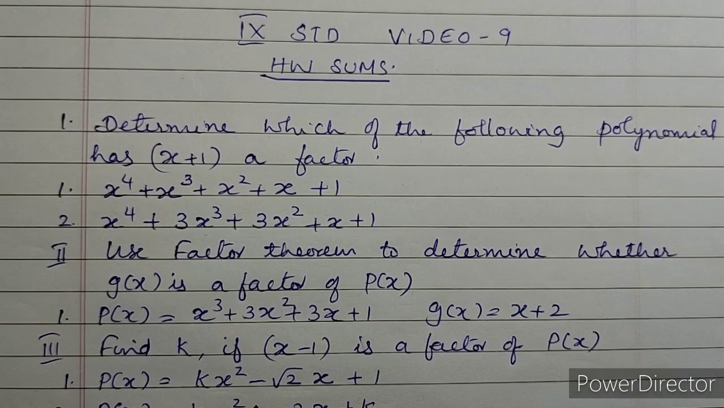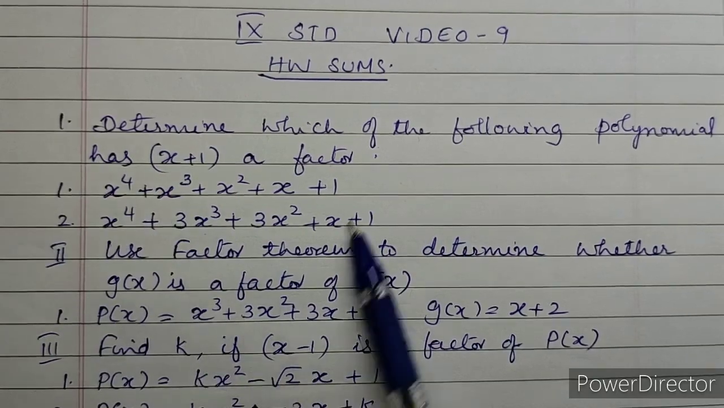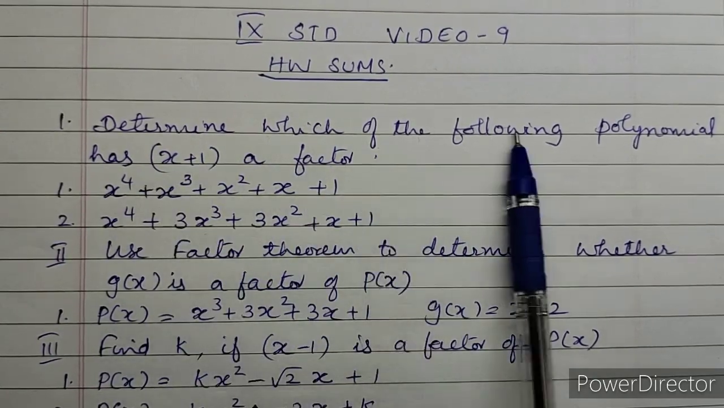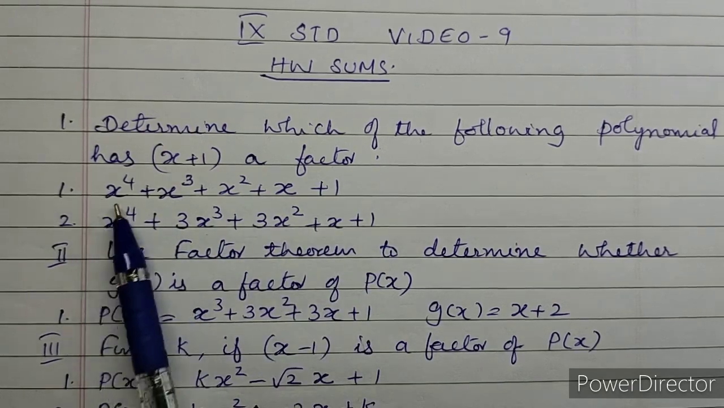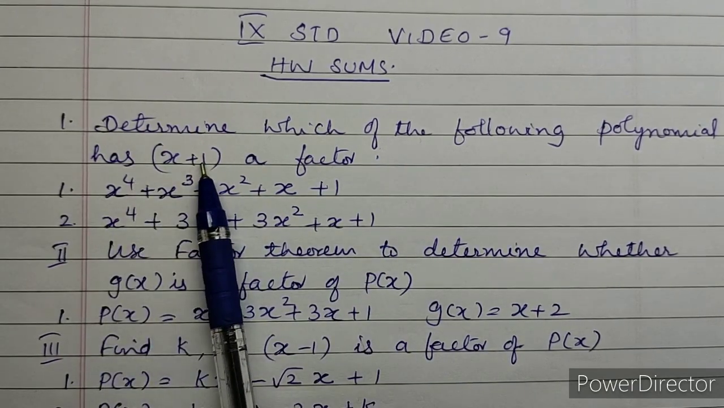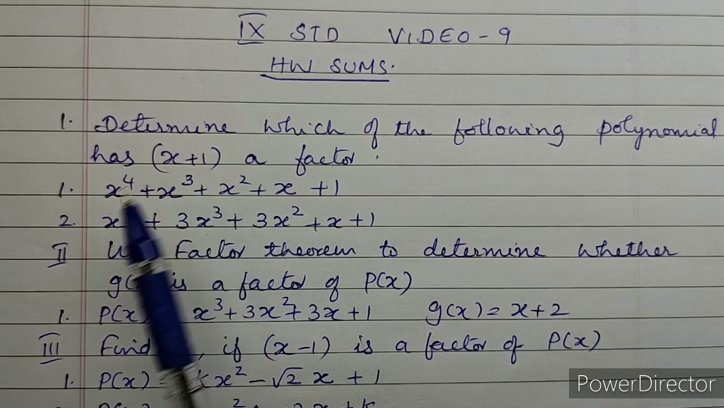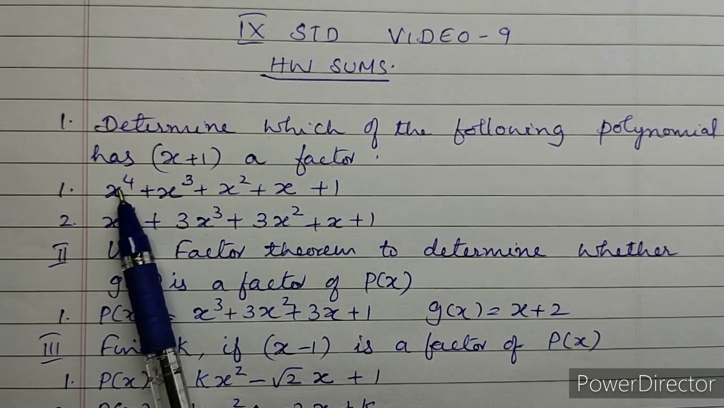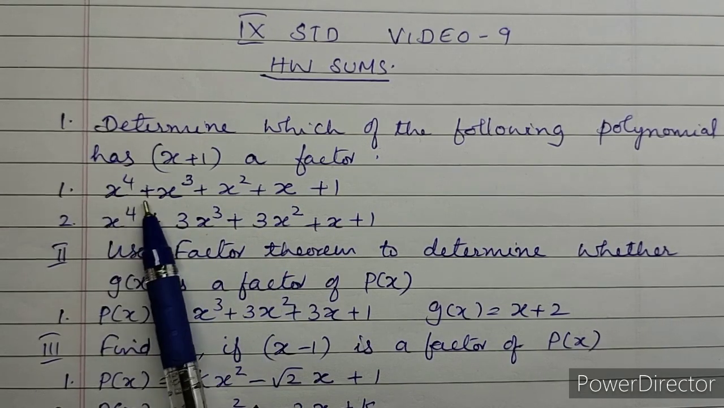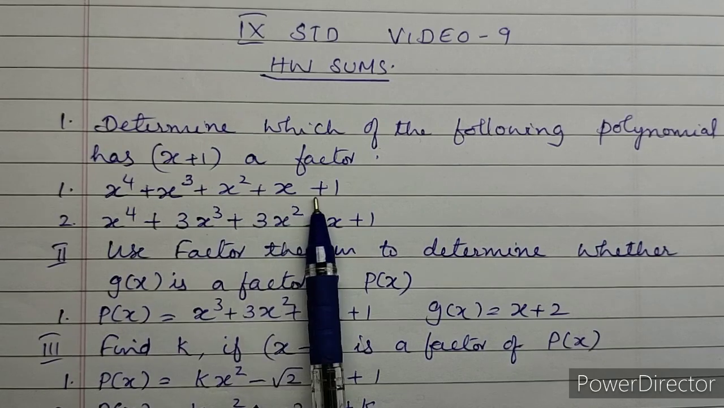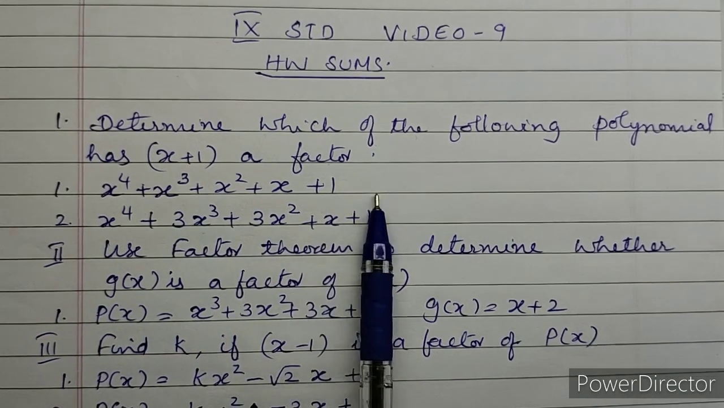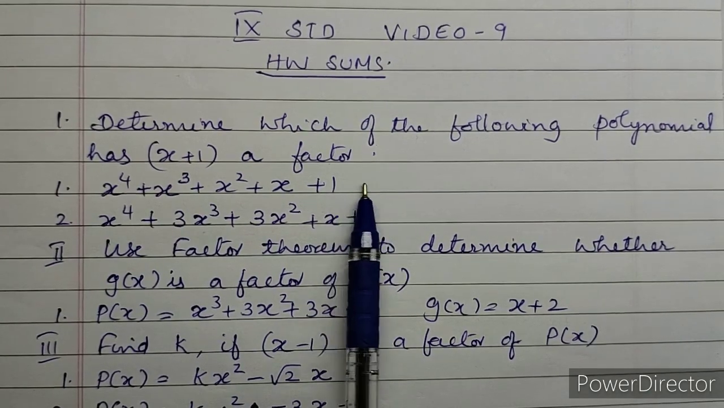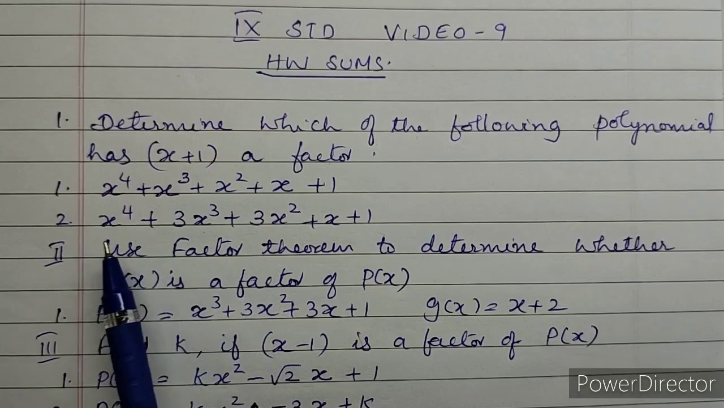Now some homework sums, children. Same type of sum I have given as homework. Determine which of the following polynomials has x plus 1 as a factor. Two sums are there. You have to substitute x equals minus 1, so minus 1 you have to put instead of x, in x to the power of 4 plus x cube plus x square plus x plus 1. If it is a factor, then the remainder will become 0. So you have to check whether you are getting the value 0. If it is 0, it is a factor.